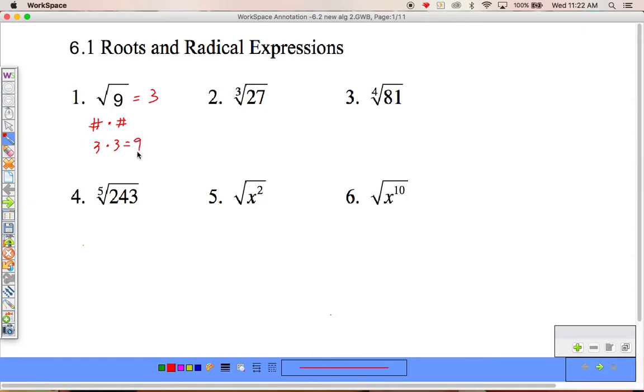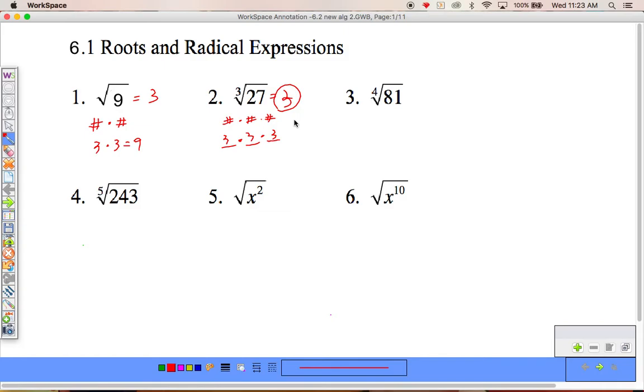Cube root of 27. I'm looking for what number times itself, times itself, gives me 27. If we do a little thought in our head, 3 times 3 times 3 is 27.